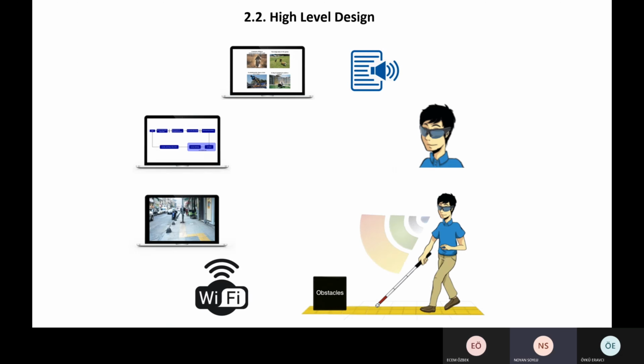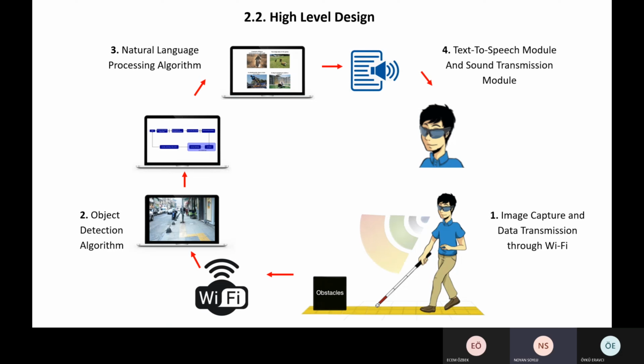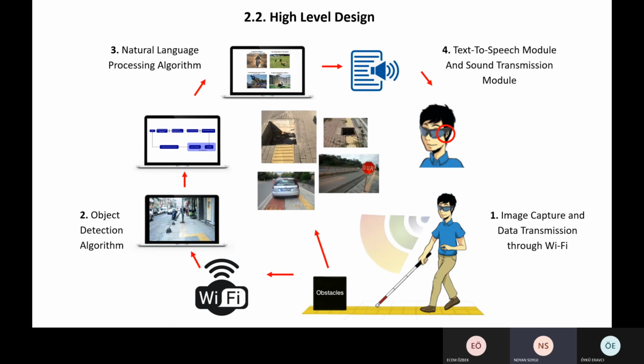Now let's look at the high-level design of the complete work. In the first step, the captured images are sent to the system by Wi-Fi. Secondly, the features inside the image are extracted. Thirdly, the extracted features are used by a natural language processing model to create a complete caption of the image. Lastly, the output caption is translated from text to speech and the sound is sent to the Bluetooth speakers. The aim of this work is to let the user know the possible obstacles like in these images.